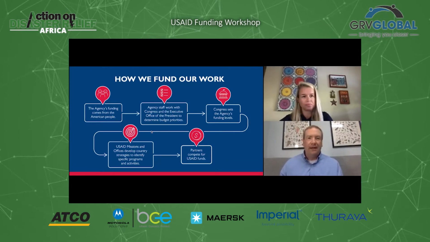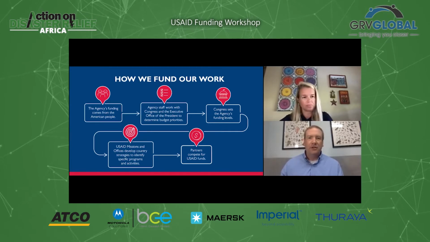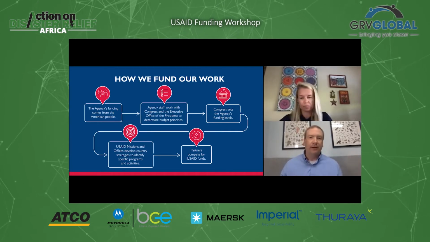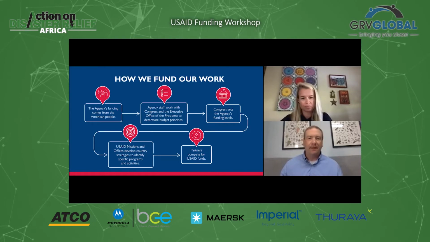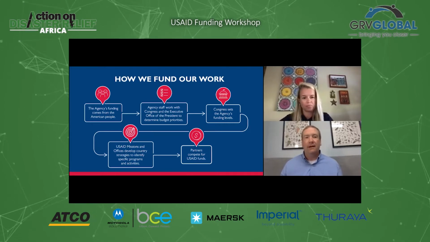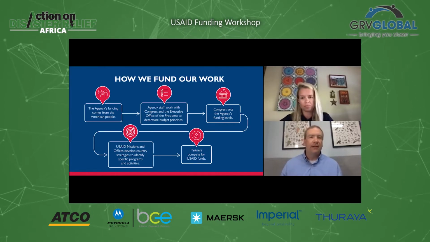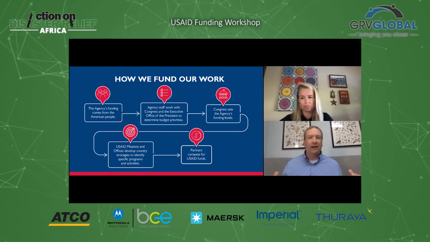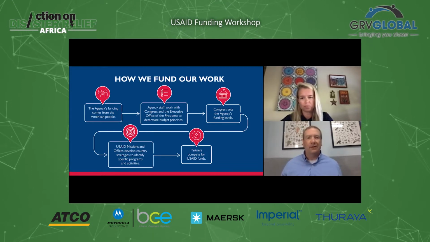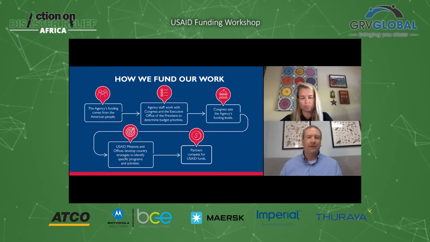USAID is a US government organization, which means that all of our funding comes from the American taxpayers. American taxpayer dollars come into our budget and fund our work. We don't receive any type of private donations. We don't get any other kind of funding from other organizations. It all is from the American taxpayers.